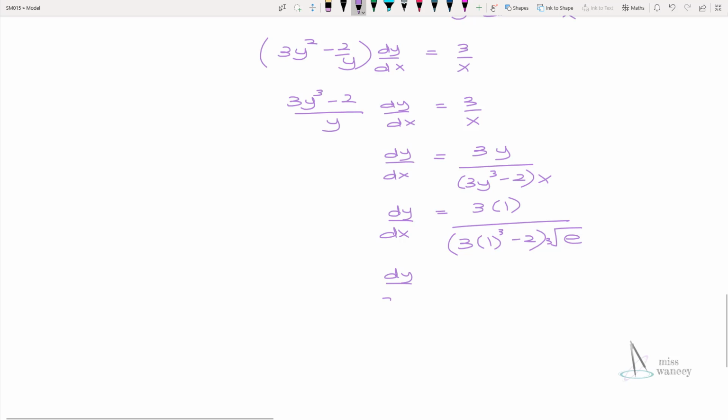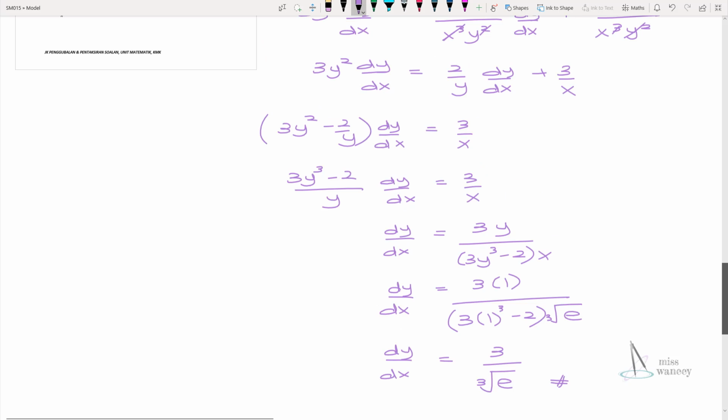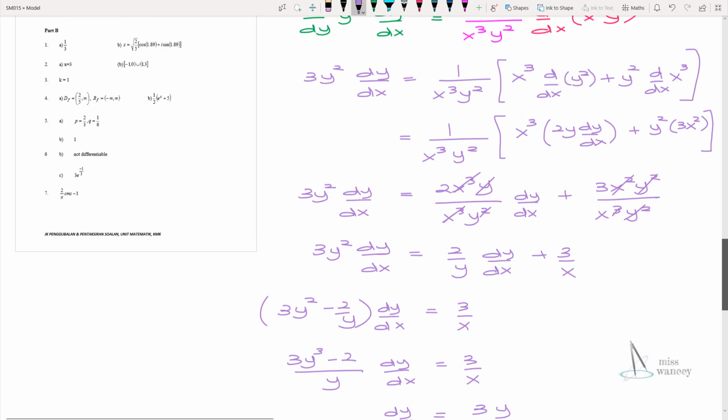So dy over dx is equal to 3 over, so this is 3 minus 2, which is 1. So we got a cube root of e. So 3 over cube root of e. So that is the value of dy over dx.